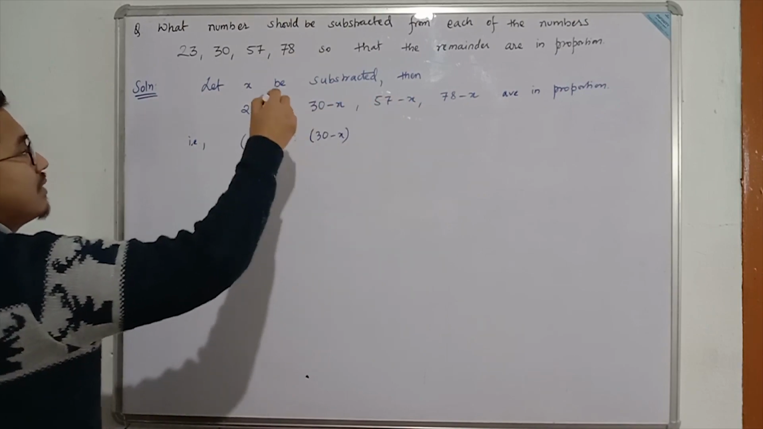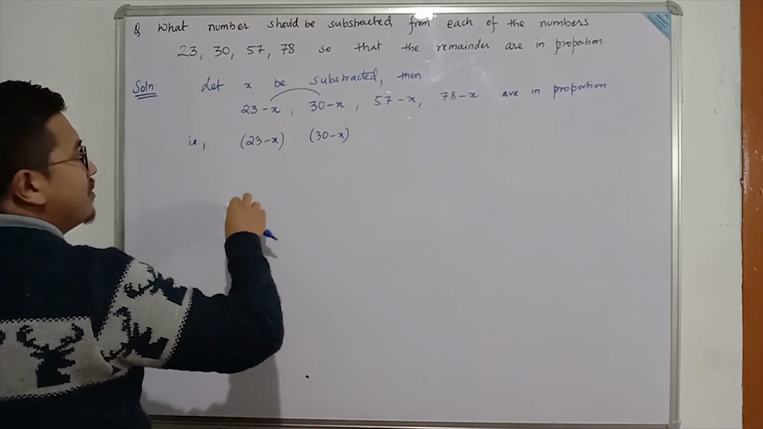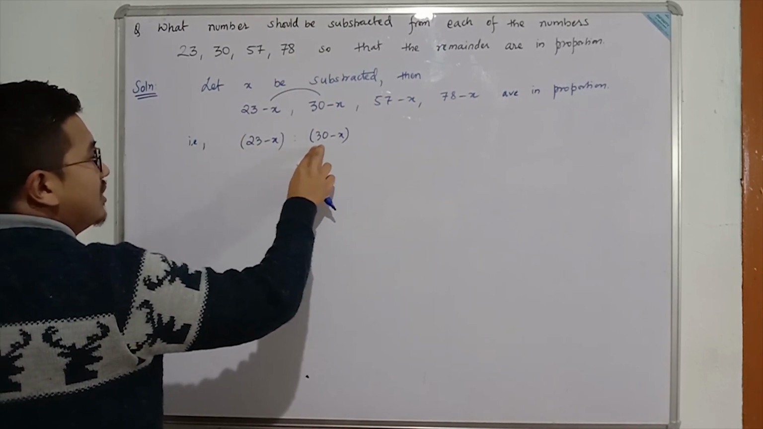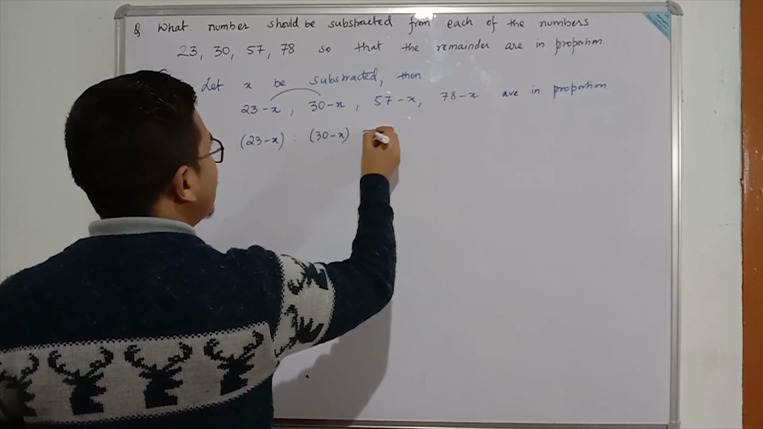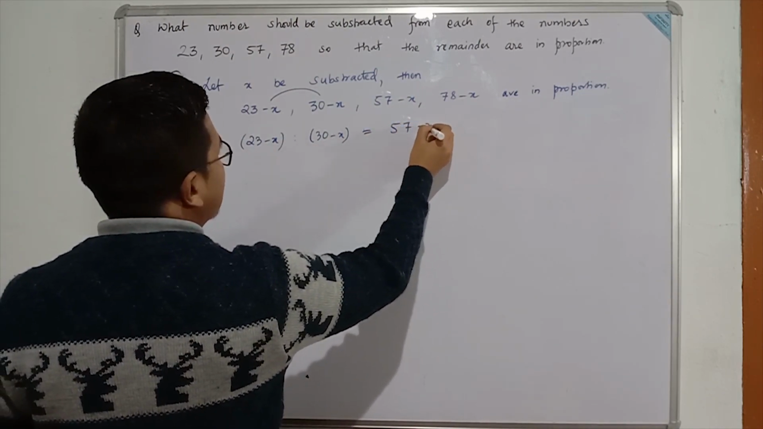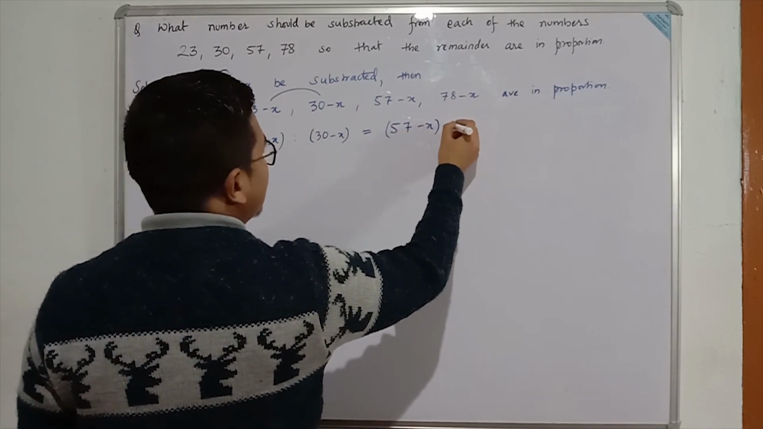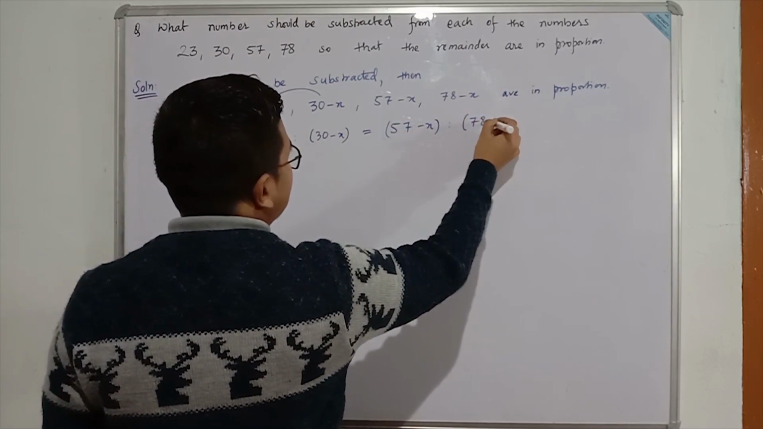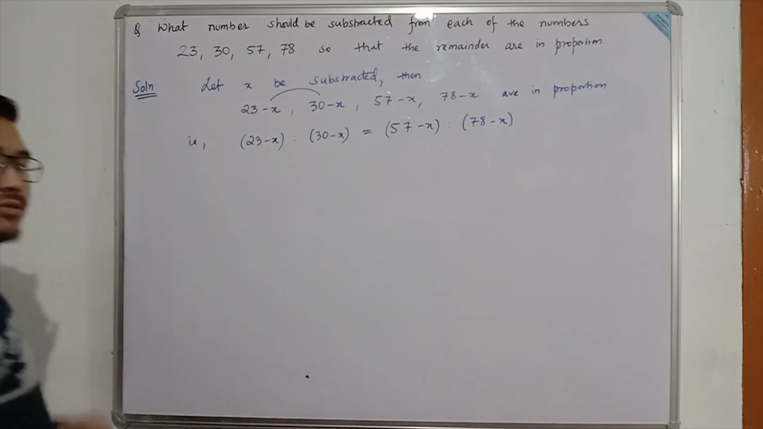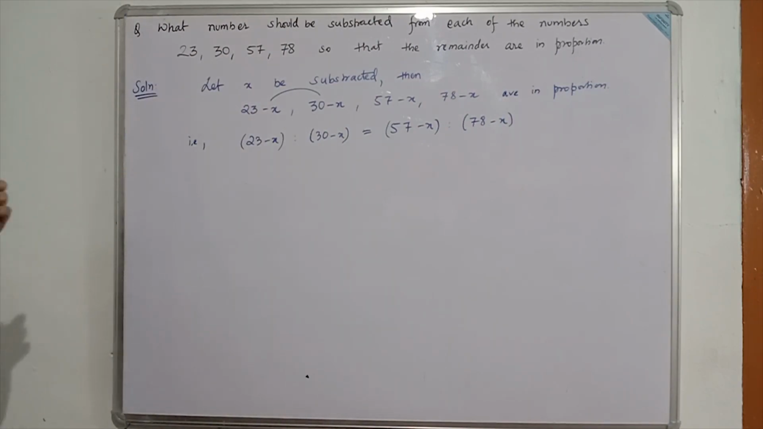Okay, they are in proportion. That means the ratio of the first two numbers, 23 minus x is to 30 minus x, will be equal to 57 minus x is to 78 minus x. So this is what we get.